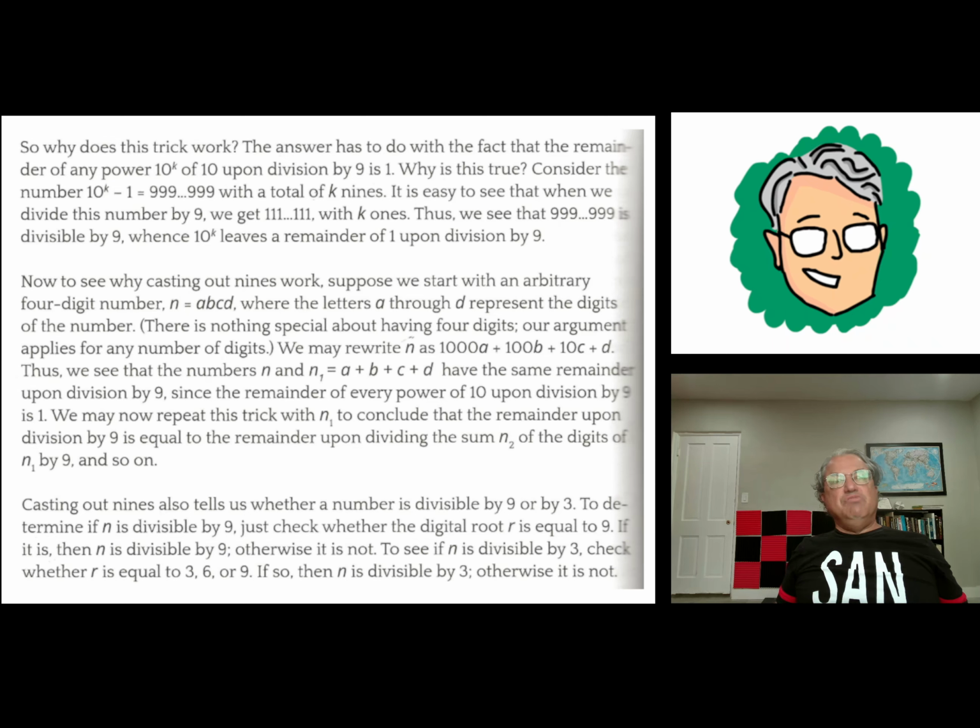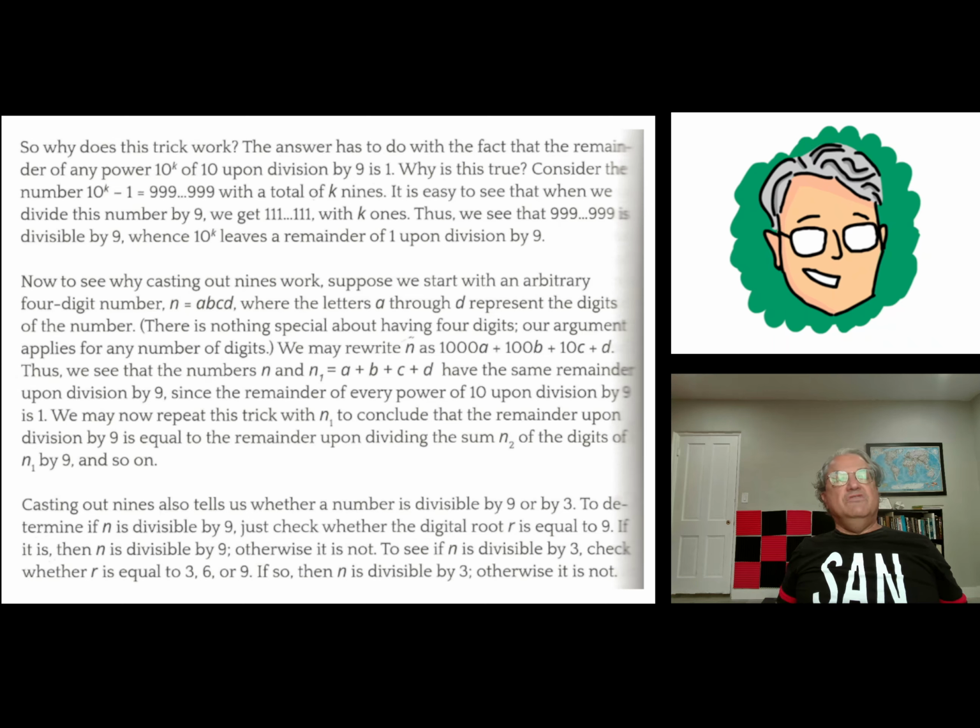Well, it turns out that every power of 10, its digital root is 1. And it's also true that the remainder upon division by 9 is 1 for every power of 10. And that's kind of easy to see because if you have 1,000 minus 1, that's 999. And that's 111 times 9. And similarly, 100 minus 1 is 99. That's 11 times 9. And 10 is 1 more than 9. So I think you get the idea.